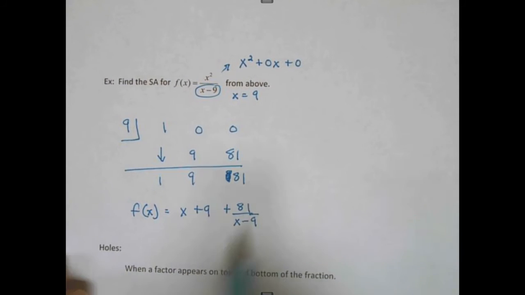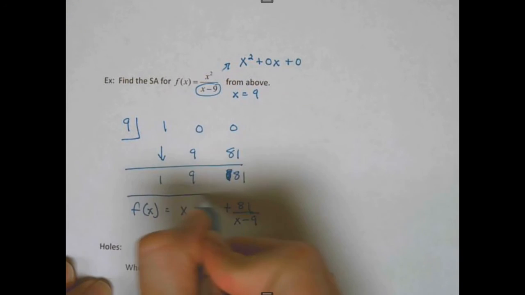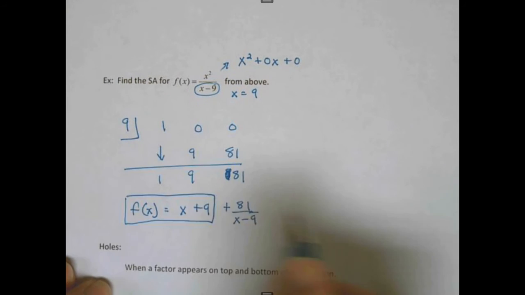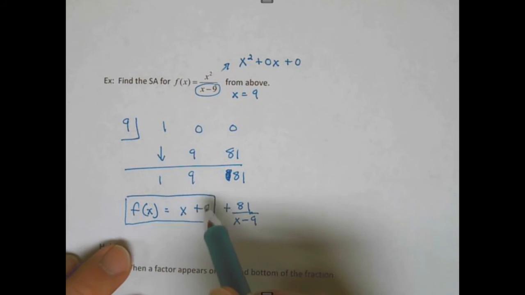And so this is kind of a neat thing to do, and I would encourage you to do this. Graph this in Desmos or a graphing calculator, and graph this, but then also graph this slant asymptote. So notice this is a line with the y-intercept of 9 and a slope of 1. So this function is almost the line.